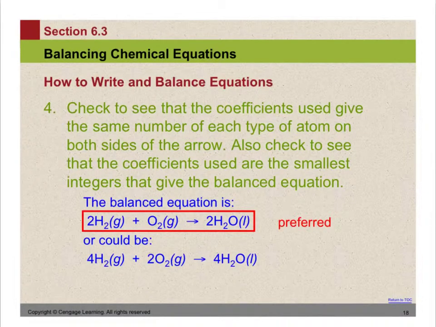Now just like in math, there can be more than one answer, such as 1/2 equals 2/4. But we want to write this in the lowest coefficients. So here we have 2 hydrogen plus 1 oxygen yields 2 water. It's the same thing as saying 4 hydrogen, 2 oxygen yields 4 water, but we want it in the lowest coefficients possible. So we divide each of those by 2 and we get 2, 1, and 2 as our coefficients.